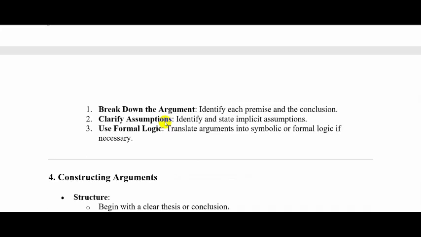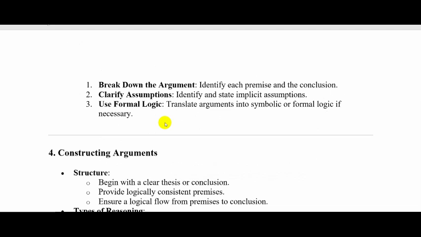Steps. Let's break down the arguments. Identify each premise and the conclusion. Clarify the assumptions. Identify and state implicit assumptions. That is, assumptions which are there in those statements. Use formal logic. Translate arguments into symbolic or formal logic if necessary. We'll cover all of these later on regarding the symbols and the formal logic.